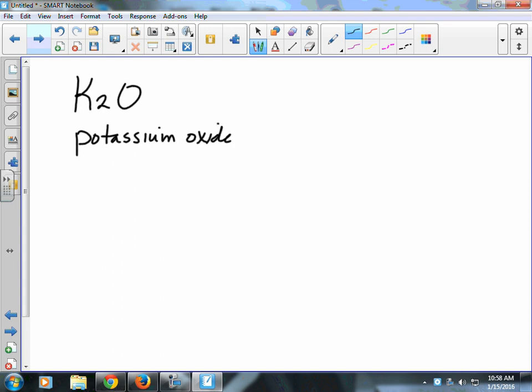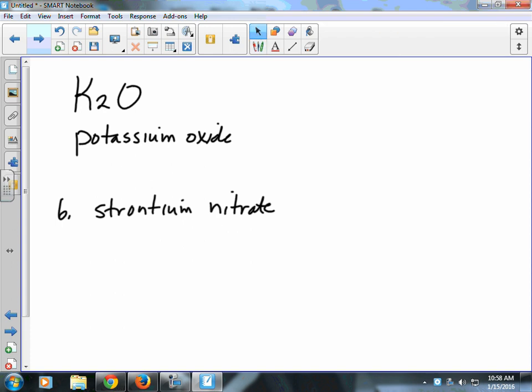Okay, so that's writing names. The other half of the homework was giving us the name and asking us to write the chemical formula. So on number 6, strontium nitrate. Okay. The cation is just the name of the cation.